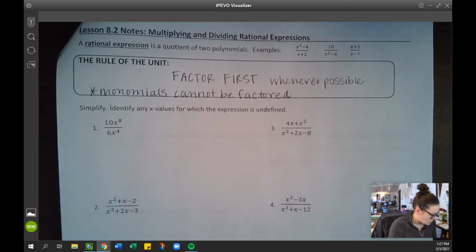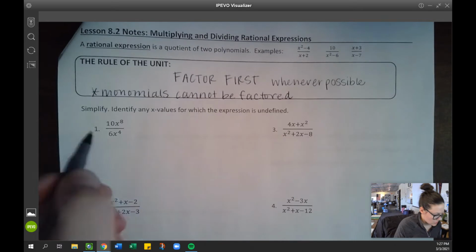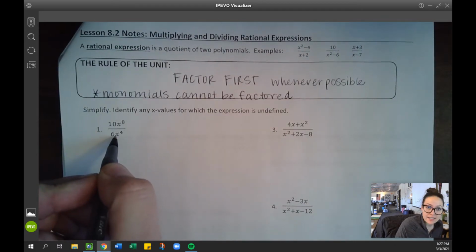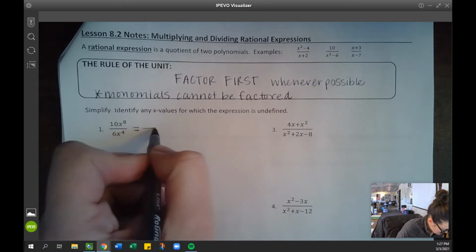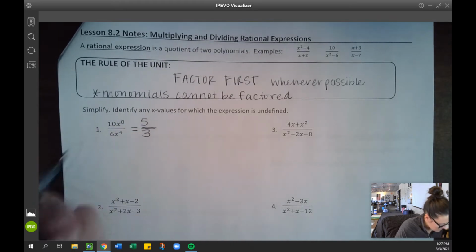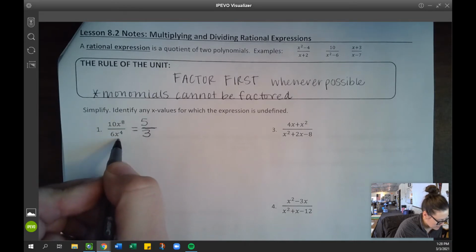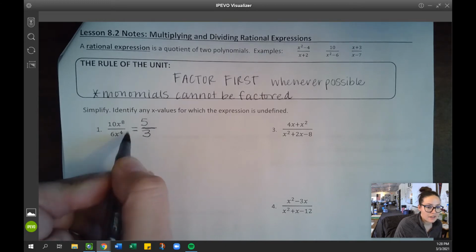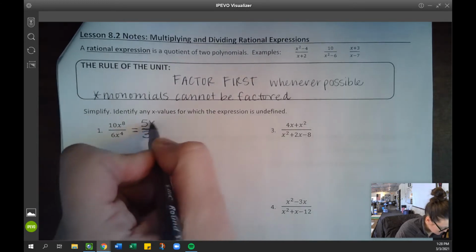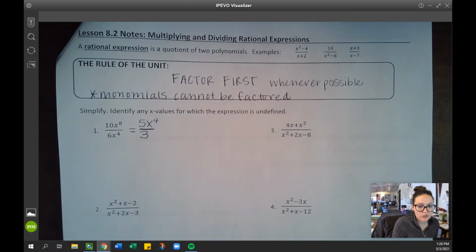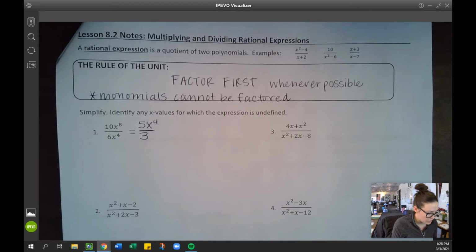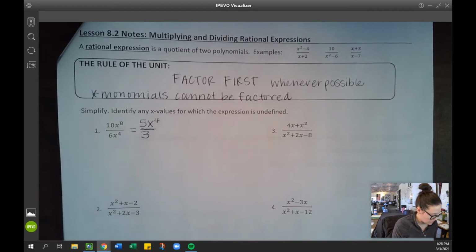Okay, so we are asked to simplify each of these expressions. And what we want to do is look for a common factor. So 10 over 6. Can I simplify 10 over 6? You bet I can. That is just 5 over 3. Then I look at my x's, and we just talked about how when we divide powers, we subtract the exponents. There are more x's on the top than there are on the bottom. So we're left with 5x to the 4th over 3. We couldn't factor anything there because those were both monomials.